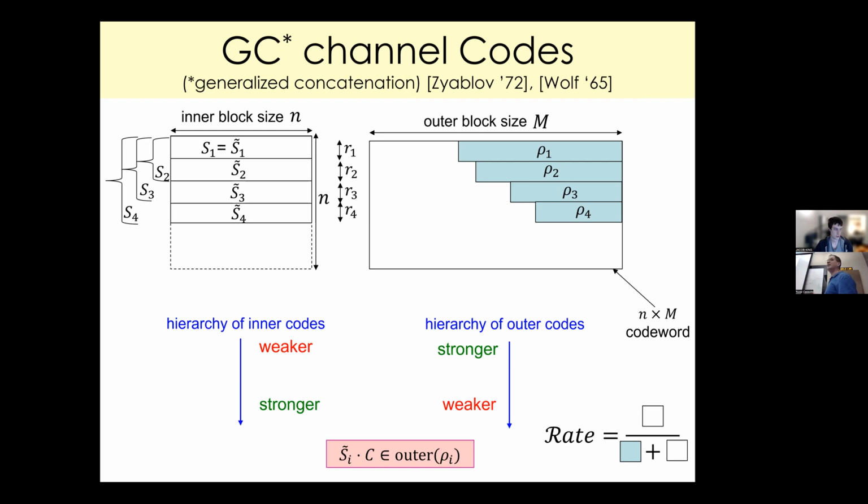Think of those as syndrome bits, but just of one slice. And what the code tells us is that the Ri syndrome bits of slice i need to be in an outer code of redundancy rho i. That's a scheme from the 70s. It's also similar to, maybe you heard of, tensor product codes by Wolf, which is a special case of that.